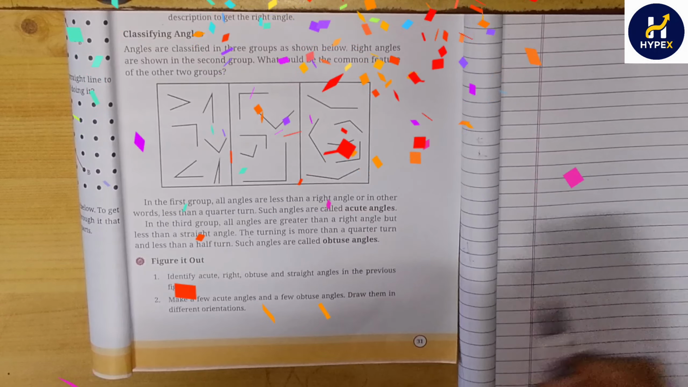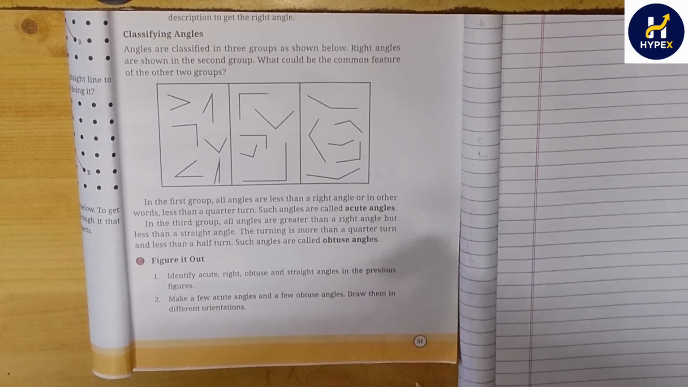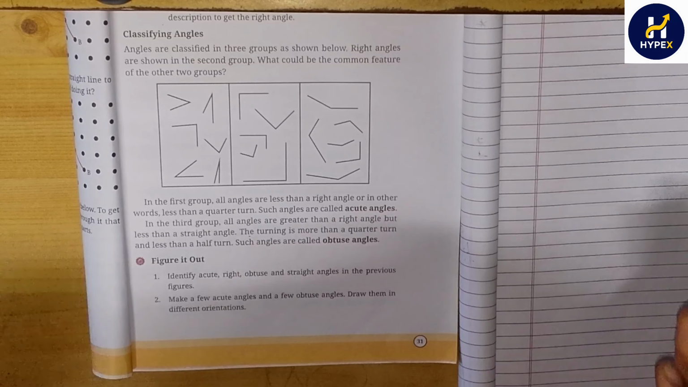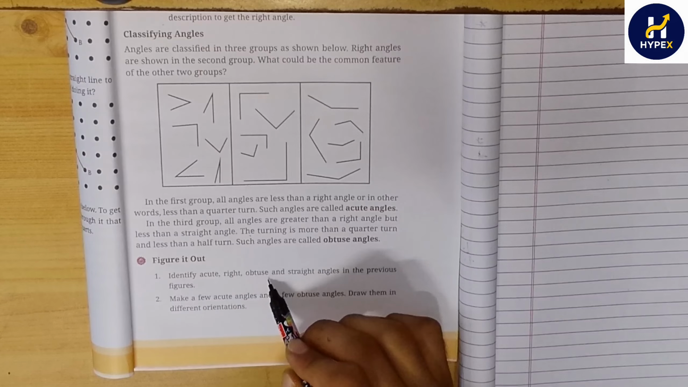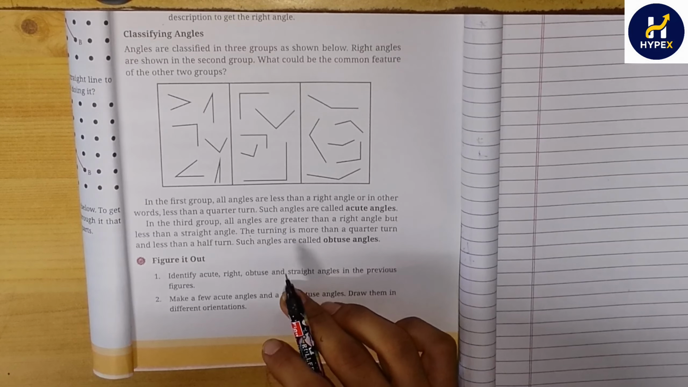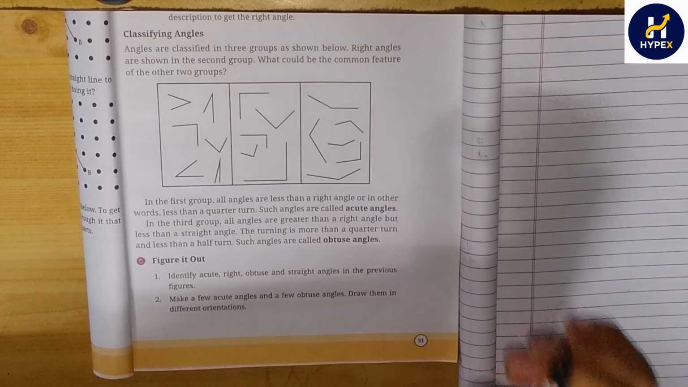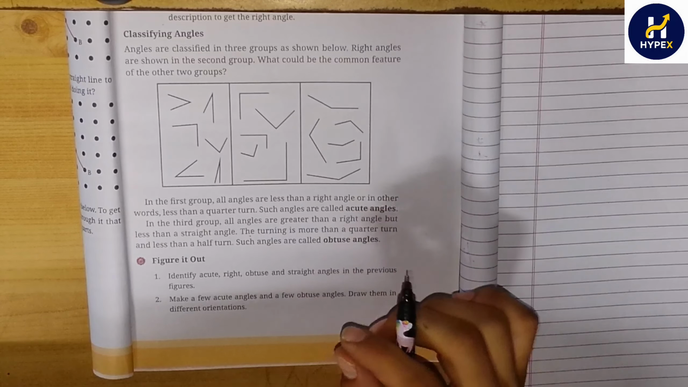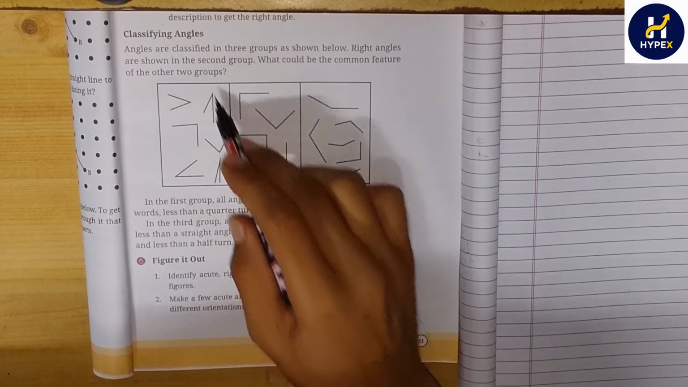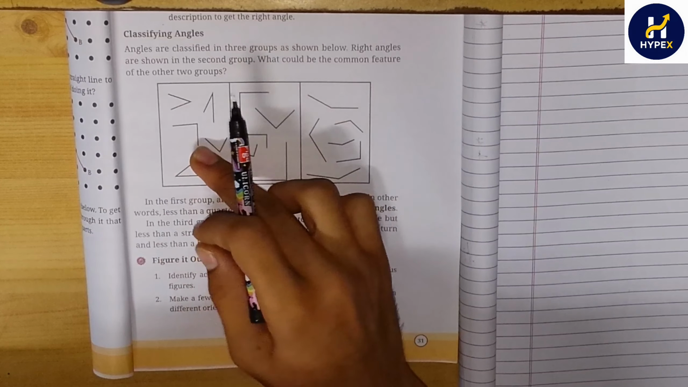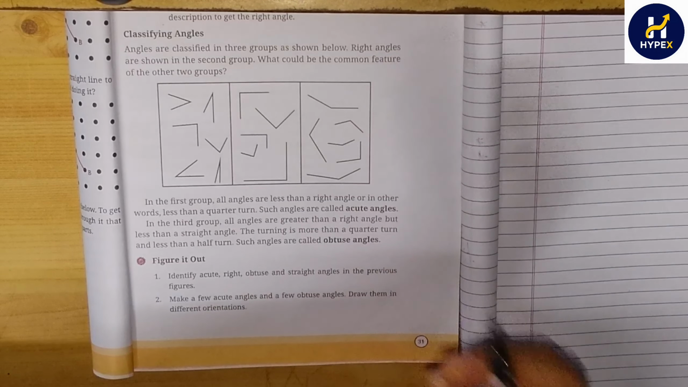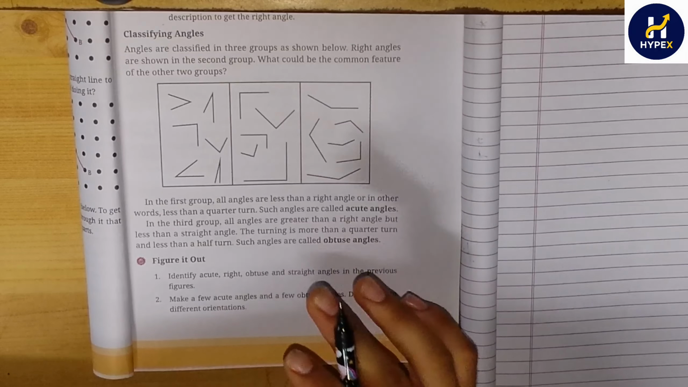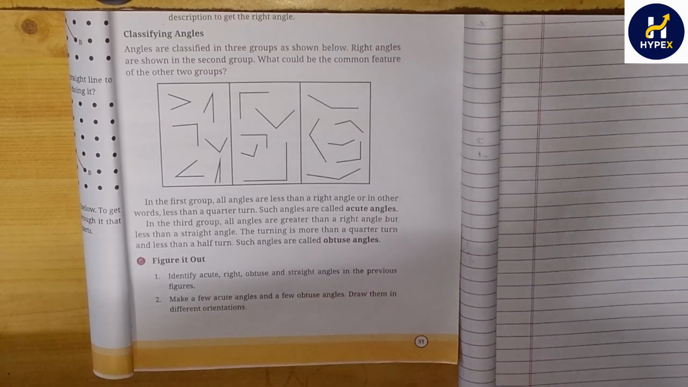Today we are going to solve the figure it out questions from the chapter Angles. We will solve every question step by step. So let's begin. Our first question is: identify acute, right, and obtuse angles in the previous figure. Step first, group one. In the first group, all the angles are less than 90 degrees. Therefore, these are acute angles. What is the definition of an acute angle? An angle less than 90 degrees is said to be an acute angle.